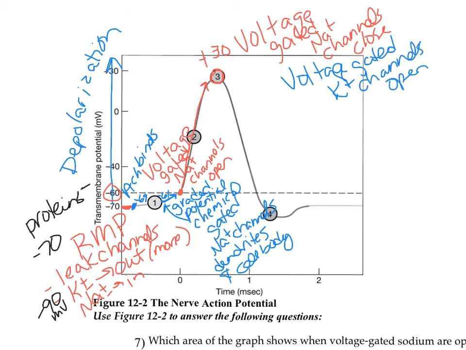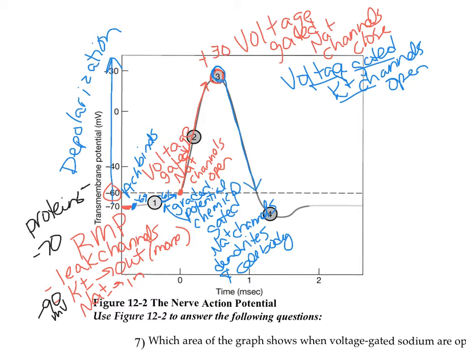Right? So sodium stops moving in. So we're not going to get any more positive than positive 30 because all the gates are closed. Sodium can't come in. The voltage-gated potassium channels open, and so potassium starts to move out. Potassium's always moving out unless it's pumped in. So it's moving out, carrying its positive charge with it. So now the charge inside the cell is losing positive charges, and it starts to become more negative, right?